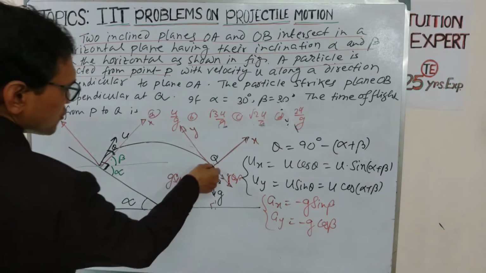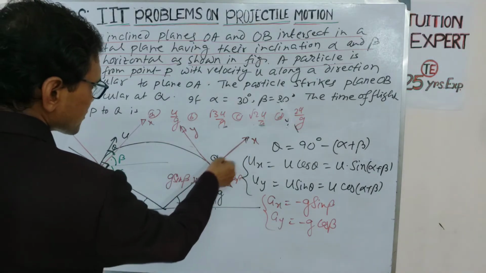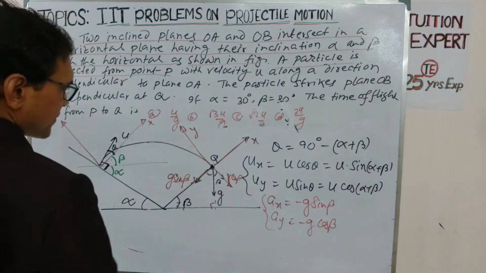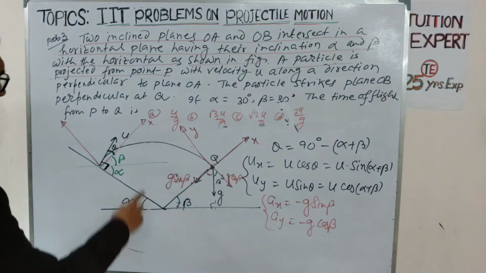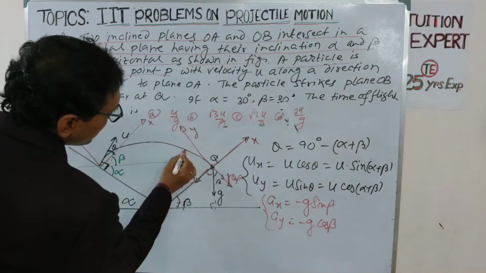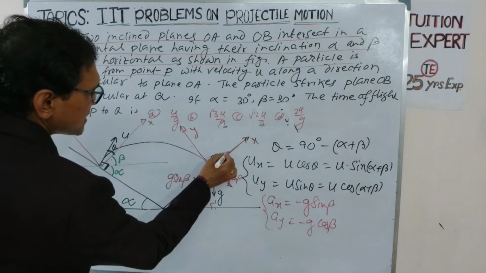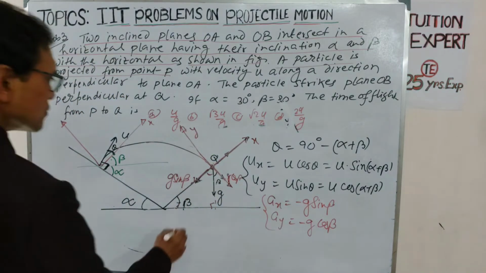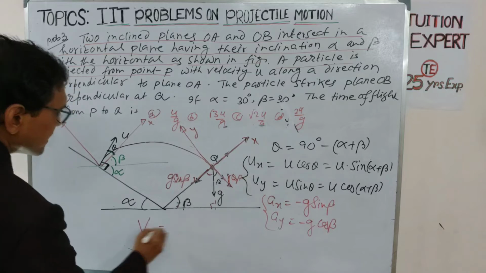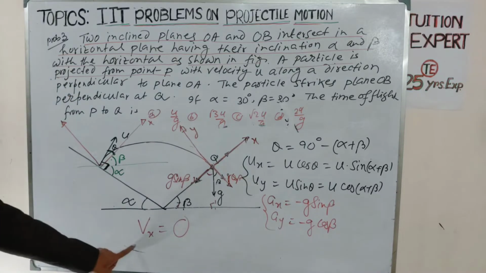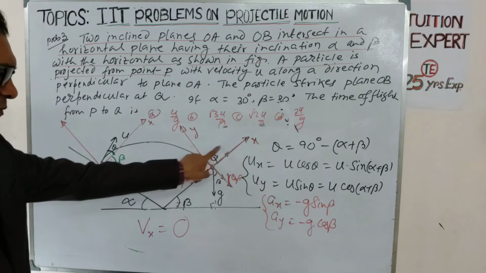That means the x component of velocity will be 0, because the particle strikes completely perpendicular. That is, velocity along this direction should be 0. So vx of the particle will be 0. Final velocity along this direction should be 0.